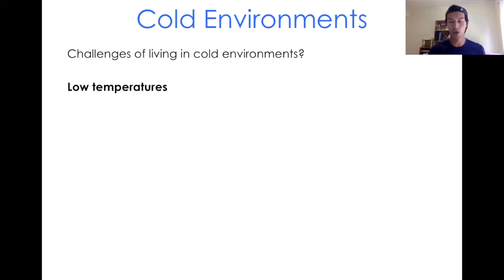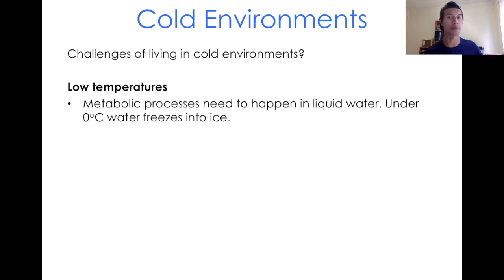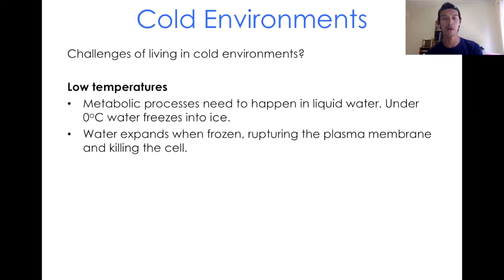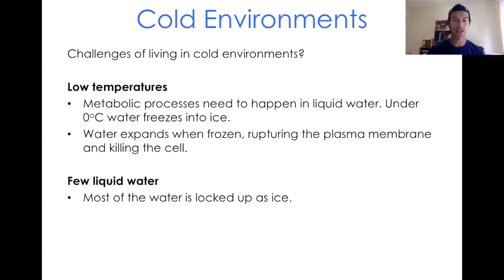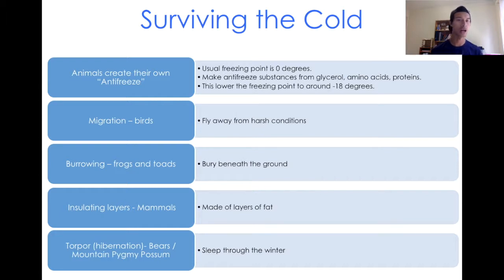So low temperatures being a very big one. Metabolic processes need to happen in liquid water. So under 0 degrees, they often freeze into ice, and so that's why you often find things unable to survive in cold environments, because the water in their cells will freeze into ice if they don't have some sort of method to get around that. The second thing is that water expands when it's frozen, and when the water expands, it can rupture the plasma membrane and kill the cell. The water that's available is locked up as ice, and so when animals live in the cold environment to survive, they need to have a variety of different methods to either endure or escape the environment that they are in.